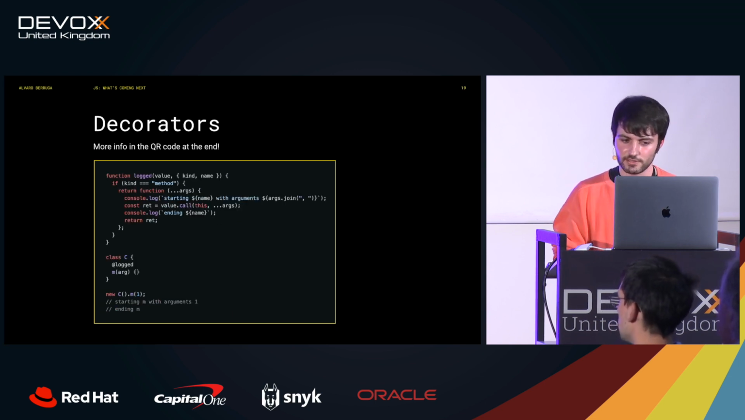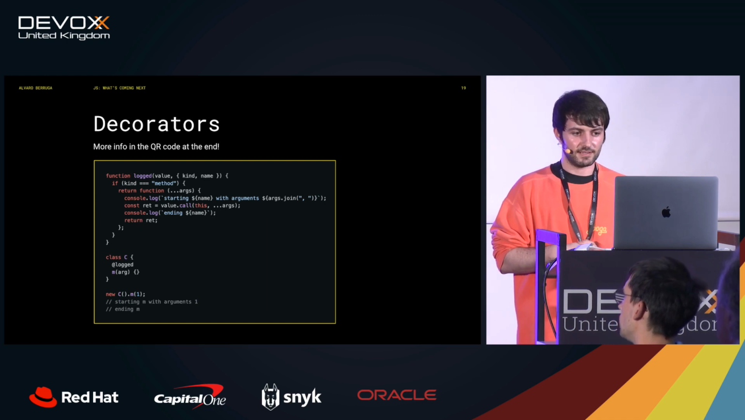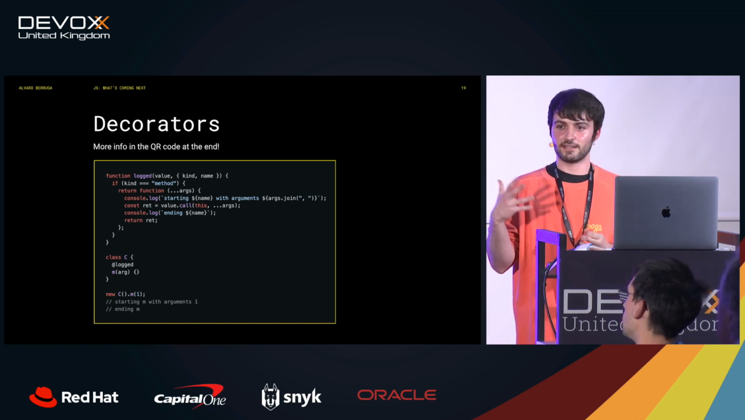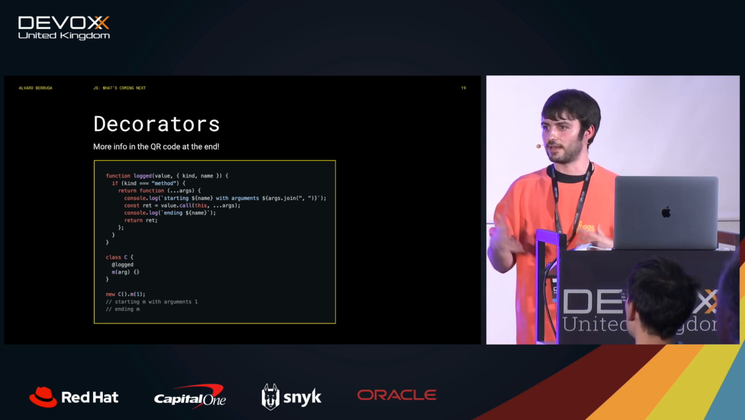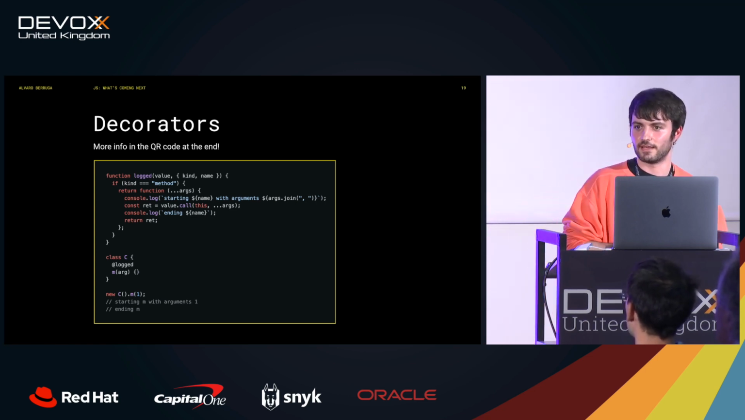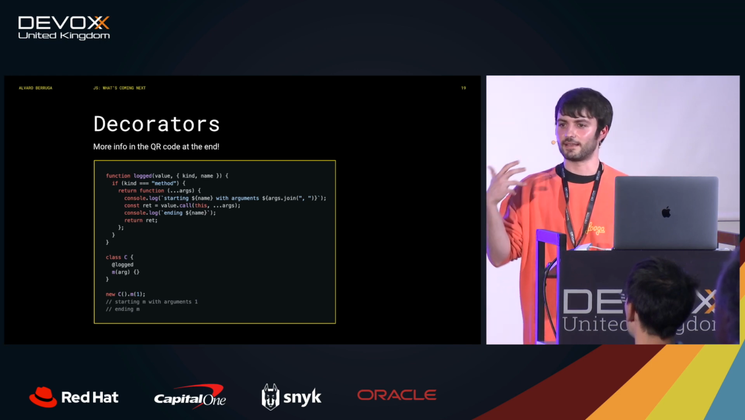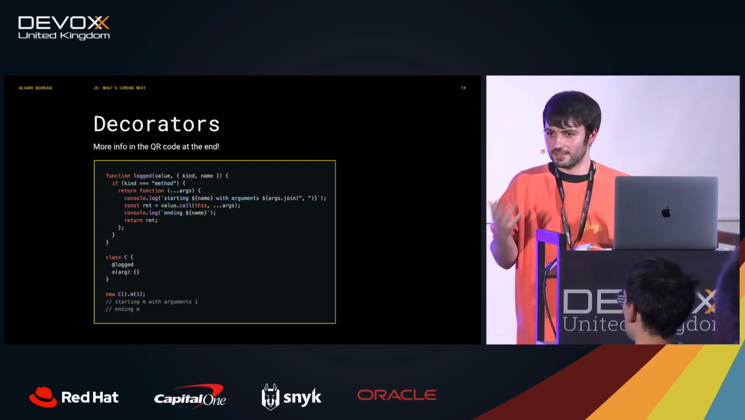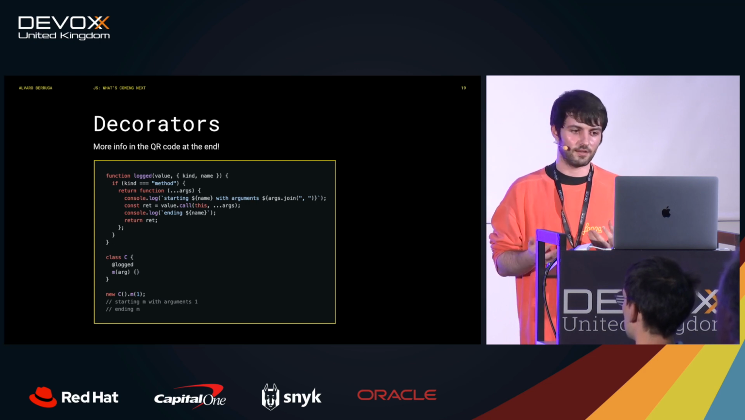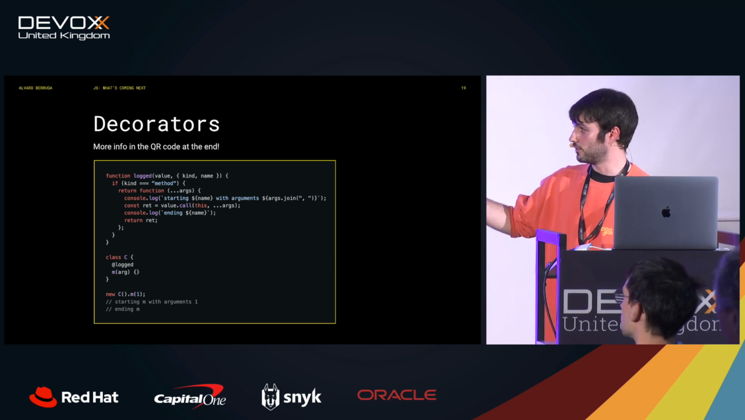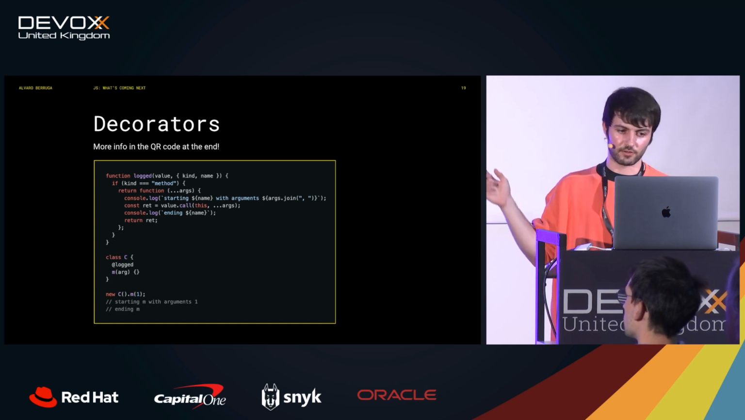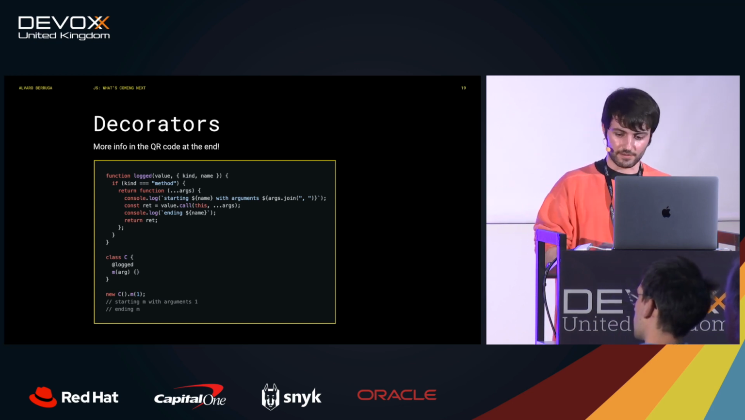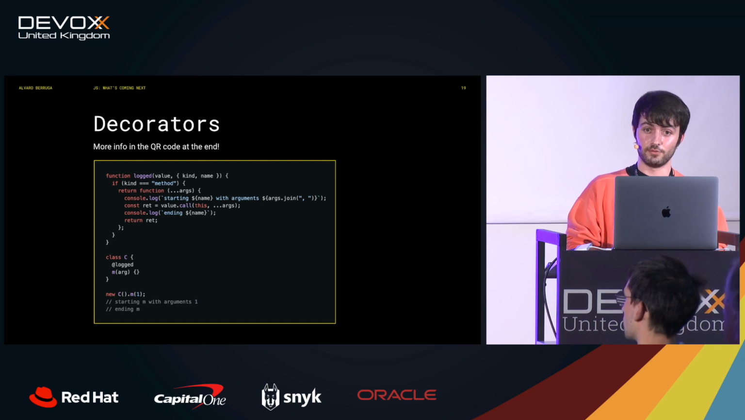And then decorators, it was a big one. Decorators are functions that extend any elements that you have in your class. This means fields, getters, setters, the class itself, the methods, anything that you have, you can extend it and change its behavior. For example, here what we are doing is logging whenever you call a method, displaying it in the console. But yeah, this made it to stage 3 recently.